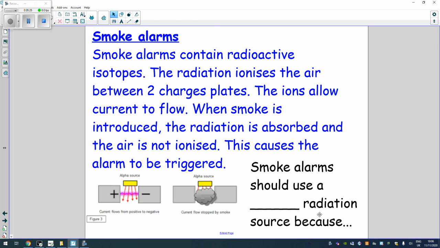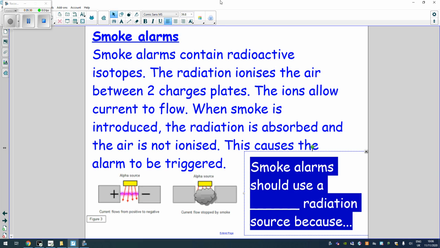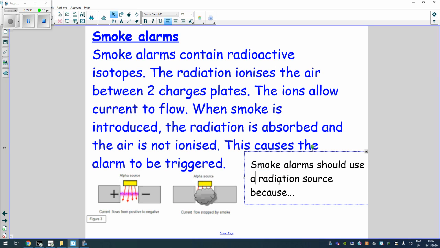Okay, so you should have written your answer down. I'm going to go through the answer now, so you can check if you got it right and correct it if you need to. So smoke alarms should use alpha.